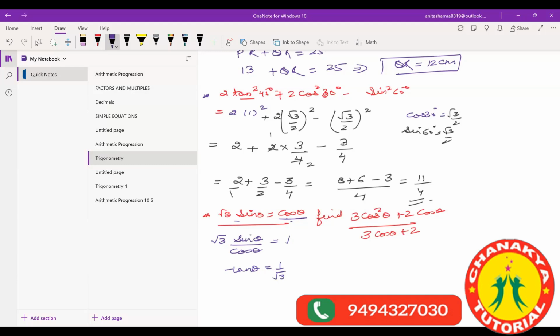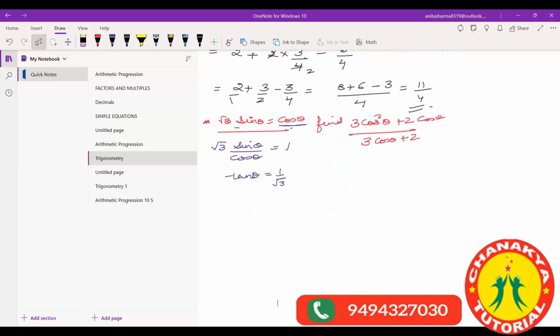Can you write like this? Tan theta is equal to 1 by root 3, by shifting this root 3 to the denominator of the right hand side. Tell me, children. Yes, ma'am. Now, check the table and tell me at which angle the value of tan theta is 1 upon root 3. 30 degrees, ma'am. Yes, 30 degrees. So, tan theta is equal to tan 30. So, on comparing, you will get the value of theta is 30.